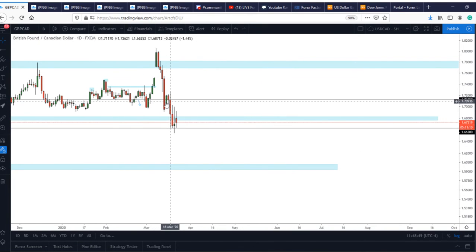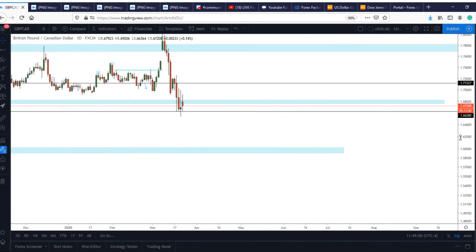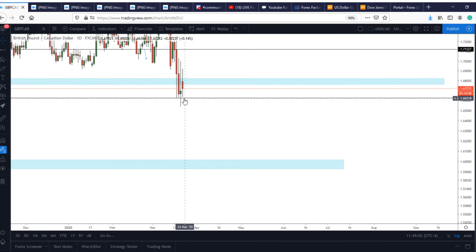On the daily, you can see the indecision right now. This candle right here was a nice rejection candle, but the next candle came up and tried to push higher. So for me, I think what we would do is wait for a bearish closure below 1.66218 on the daily time frame, and that should be enough confirmation for us to take the short.